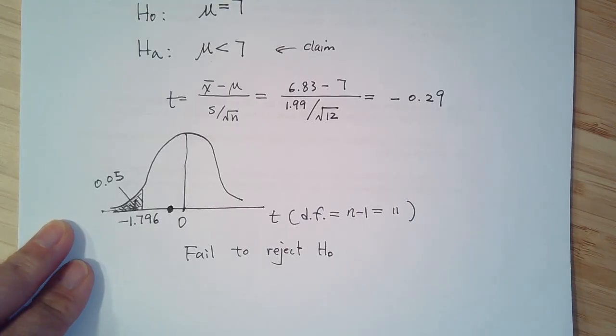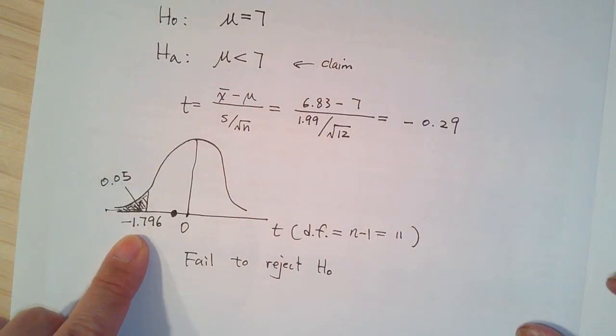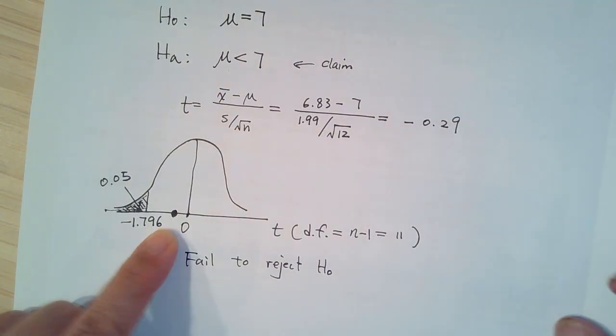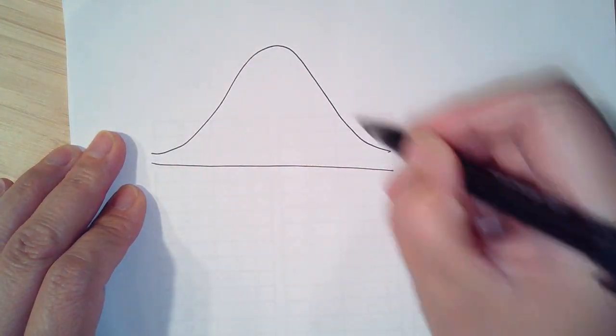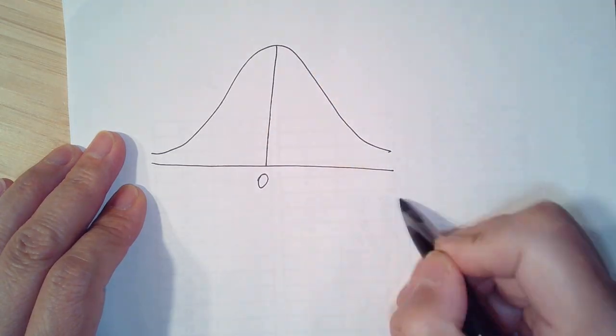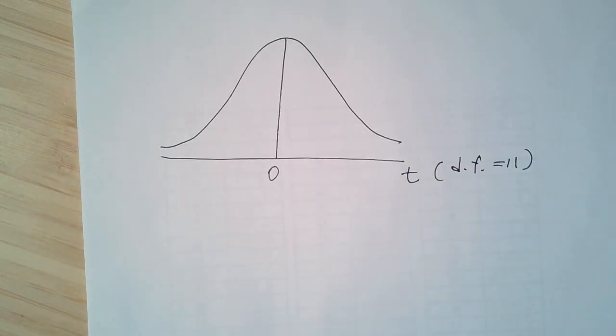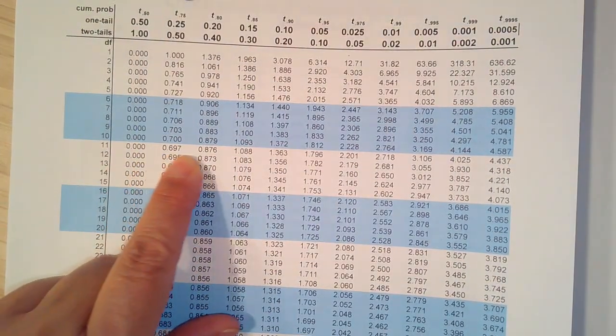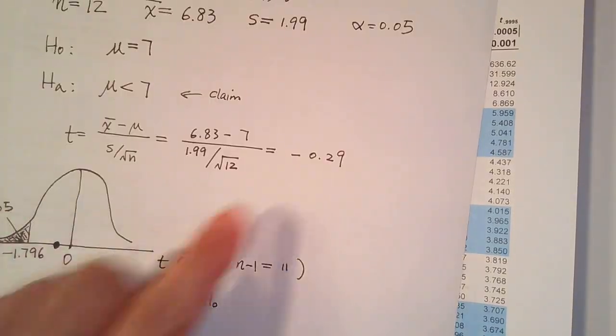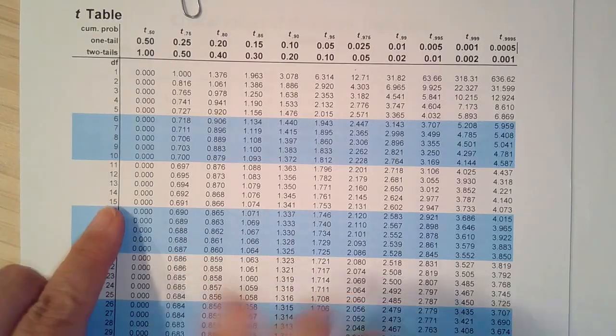All right, and I want to say something else. In this case, you might have noticed that I only use the critical value, comparing the critical value with my test statistic. Can I use the p-value? Here's a 0, here's a t, and df is 11. Let's see, what do we have for t11? My test statistic is negative 0.29, and they don't have it.